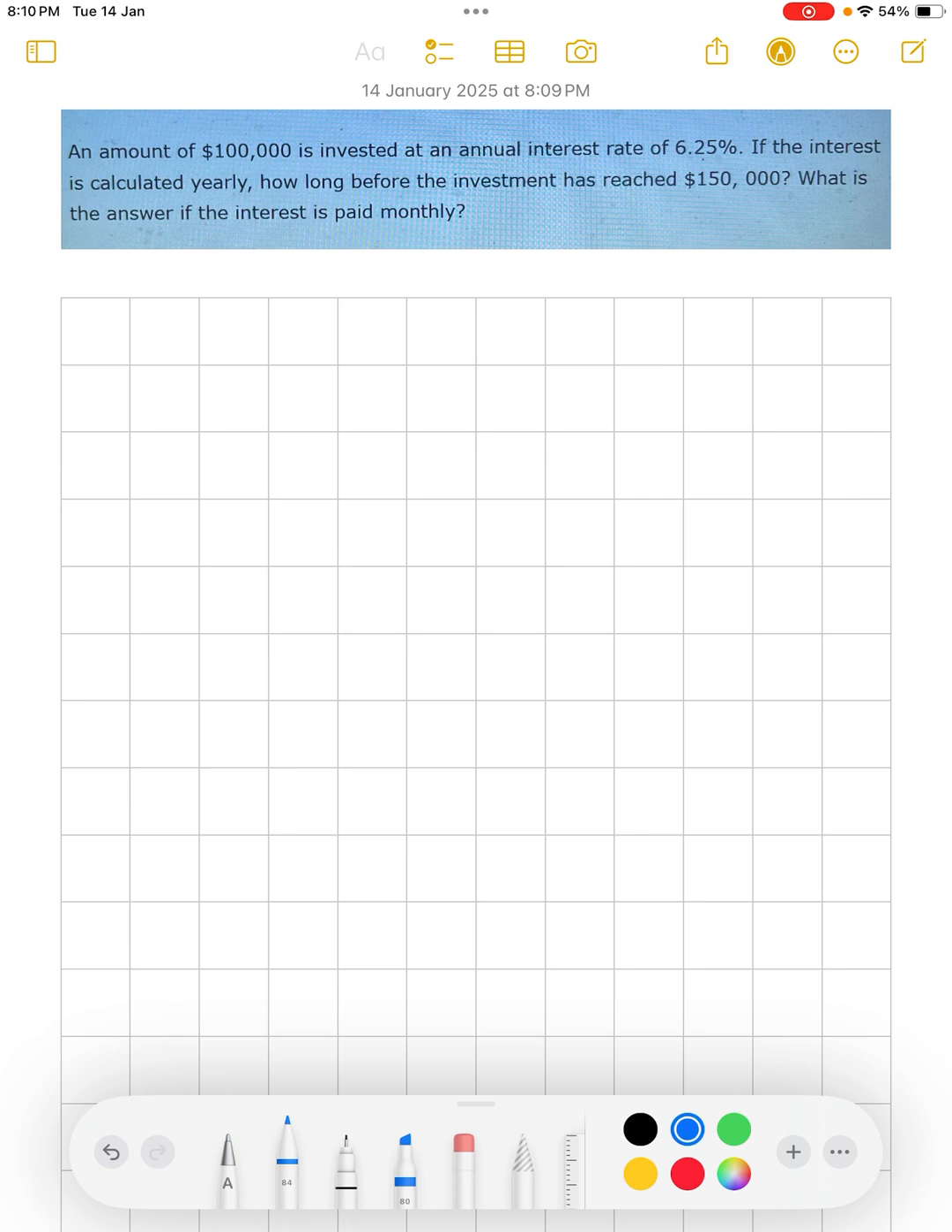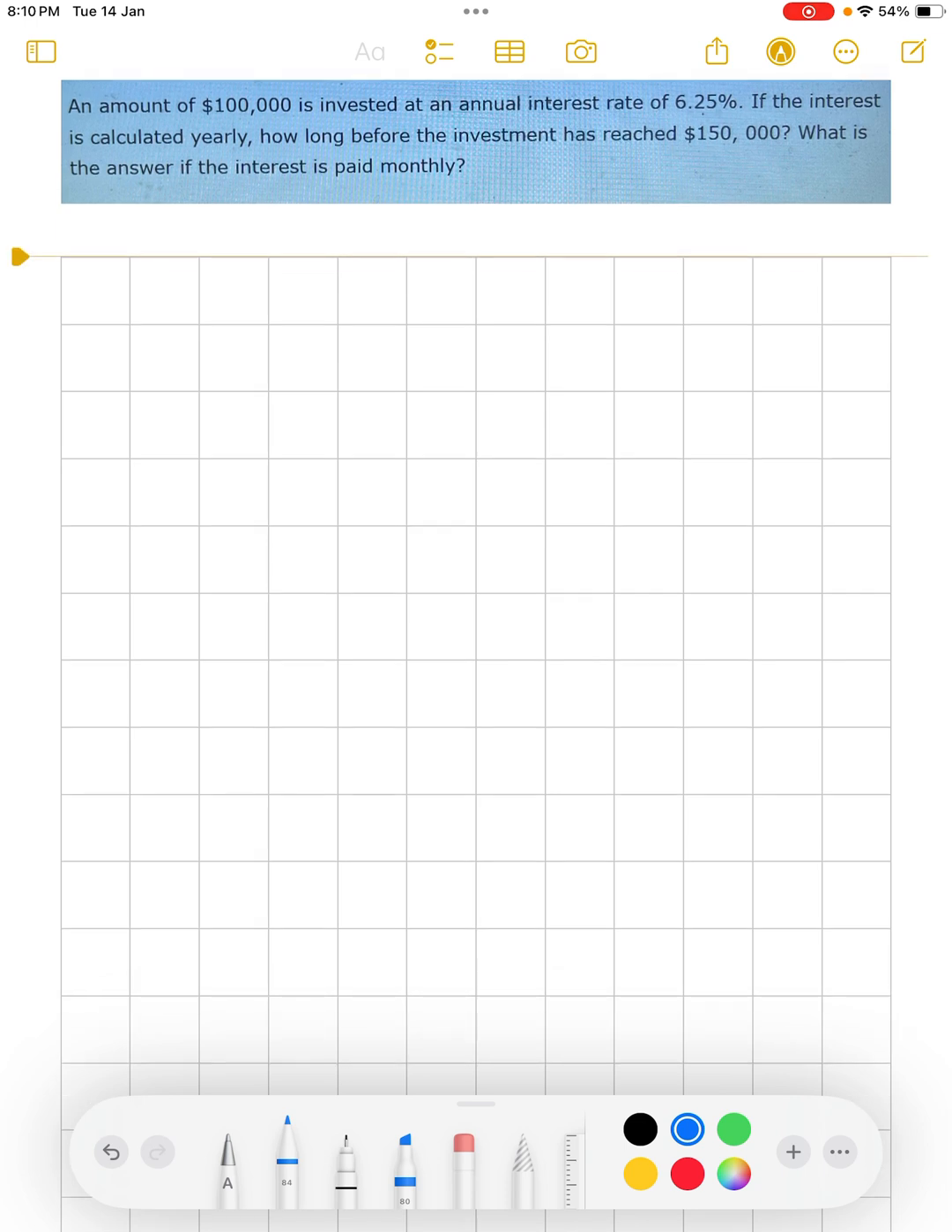We're looking at a compound interest question, and it says an amount of $100,000 is invested, and that's the amount invested, and its annual rate is 6.25% per annum, and the interest rate is calculated yearly. How many years will it take before it reaches, now I'm going to change this to principal, and I'll call this the amount that is finished up with, $150,000. Well, we've looked at this compound interest formula.